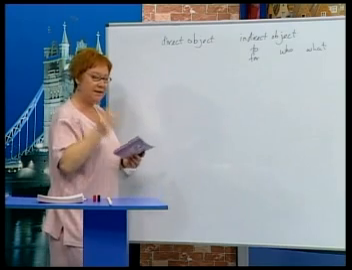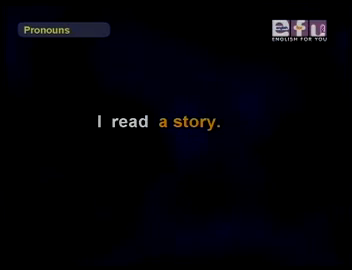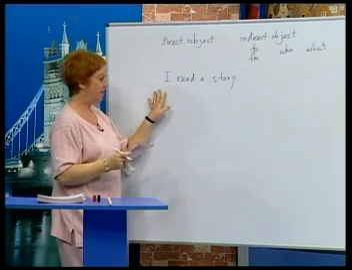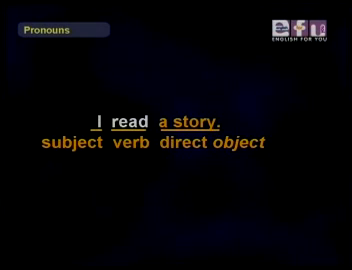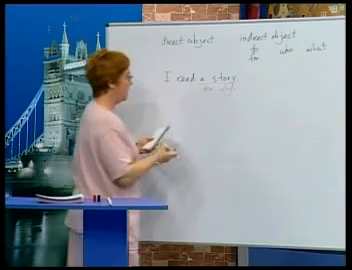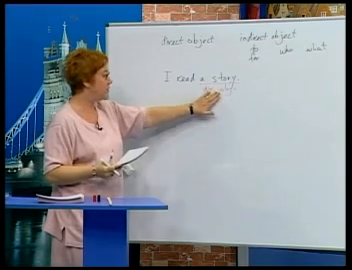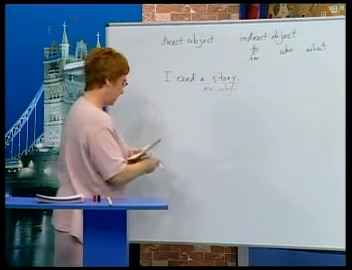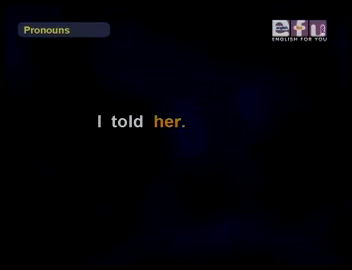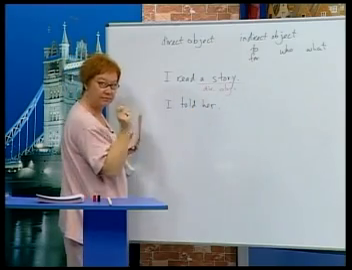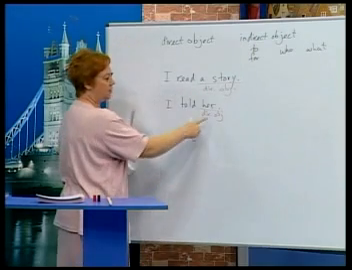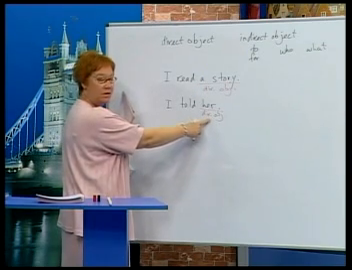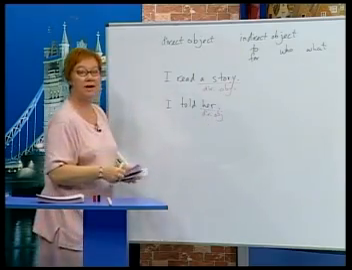Now, look at this sentence. I read a story. Okay? Now, the story is the direct object. It answers the question, what did you read? What did you read? I read a story. Now, here's another one. I told her. Direct object. Okay? So this answers the question who? I told who? I told her. This is the direct object.